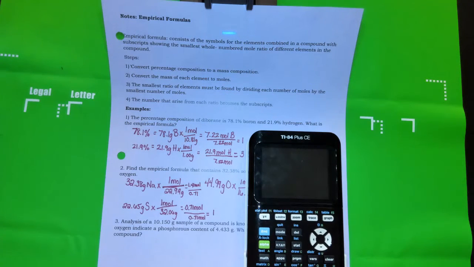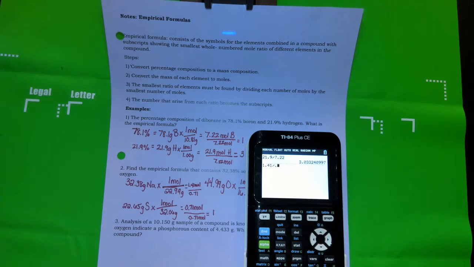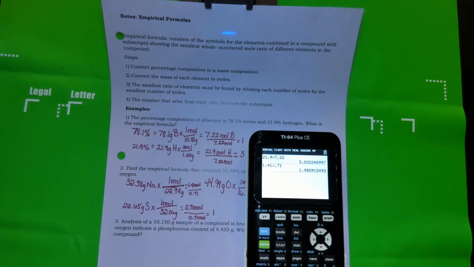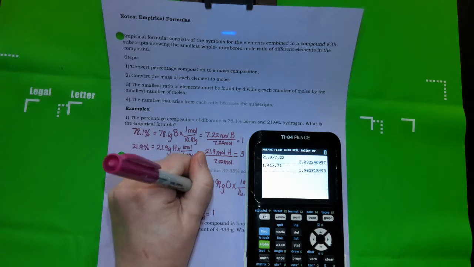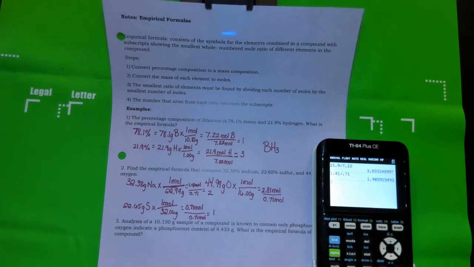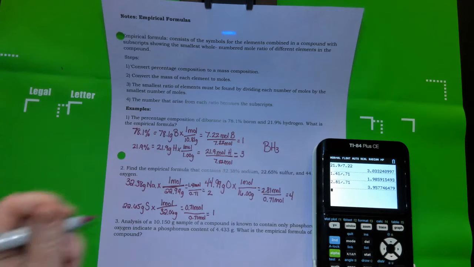So again, just to show you, I'm taking 1.41 divided by 0.71. That gives me 1.985. Again, we can't have 0.98 of a sodium atom. So what I need to do is round it off to a whole number. So that rounds off to 2. When I take oxygen, I take 2.81 divided by 0.71. That gives me an answer of 3.95. That's going to round off to 4.